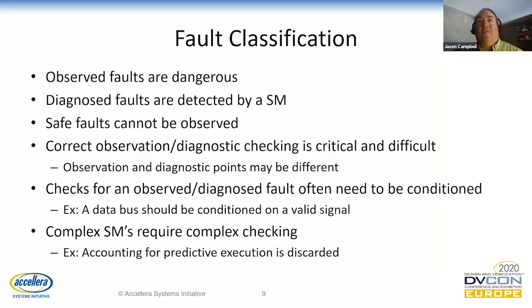I'll give you another example that proved very difficult for us at NVIDIA. So our CPU has predictive execution. If we see a fault become observed during a predictive execution that is subsequently discarded for whatever reason, we still call that fault observed and dangerous, but in reality it isn't, because that execution was discarded and it will be redone. So trying to trap this and figure out this difference was very challenging for us.